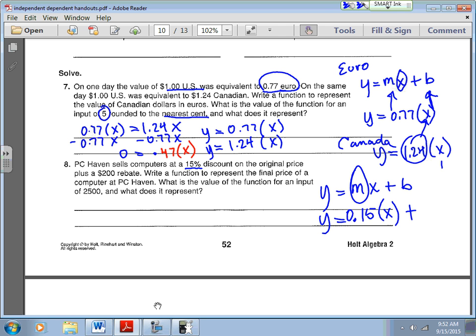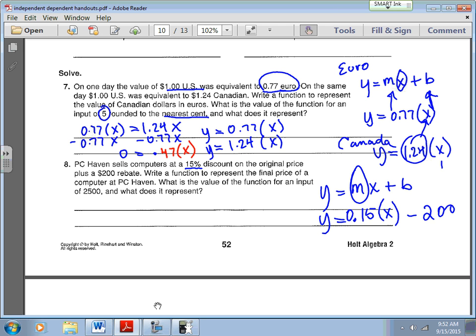Is there an additional amount on top of that? The $200 rebate? Would I put plus or minus, do you think? Think about it. When you go to the store, you get a rebate. Are you paying more money? They're giving you more, so less from the cost. So it's taking away from the cost? Yeah? So we're taking away an additional $200 off your computer on top of the discount. That makes sense?